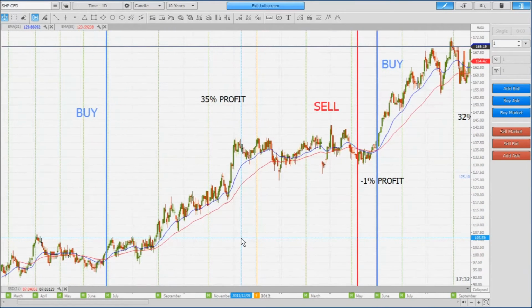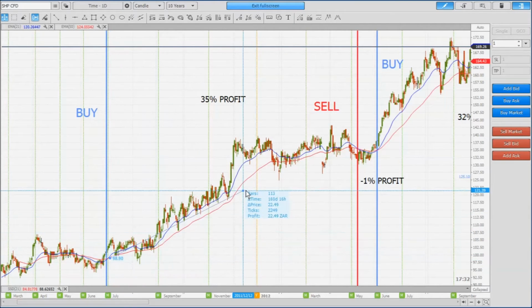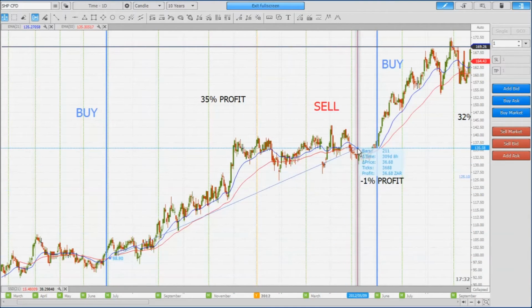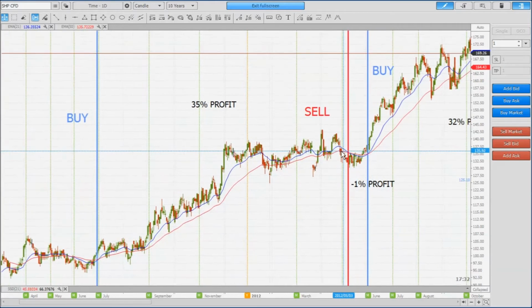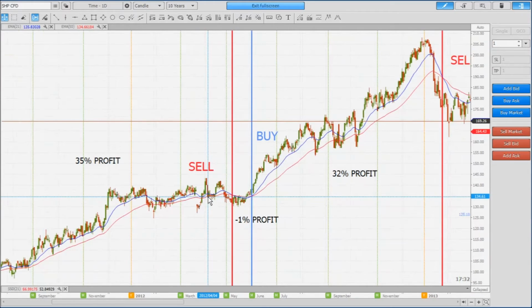As you can see, the method is very simple. So let's run through an example. At this point, the 21-day moving average crossed the 50. This would have indicated a buy. At this point, we would have bought and held until the moving average crossed the 50 at this point. At this point, we would have sold and the profit would have been 35%.